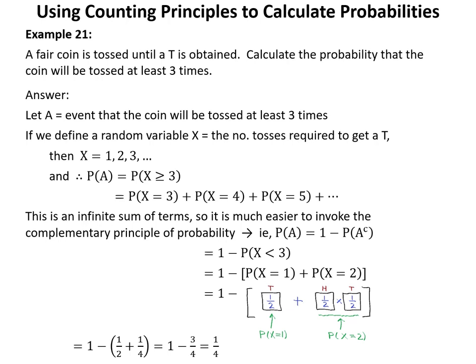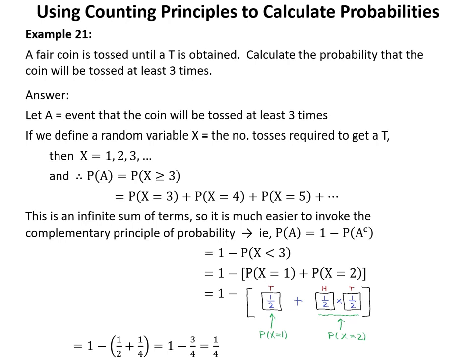In example 21, a fair coin is tossed until a tail is obtained, and we're asked to calculate the probability that the coin will be tossed at least 3 times. So to answer this problem, we can first define the event A, which is the event that the coin will be tossed at least 3 times. Now, we can further define a random variable. Let's call it x, and let's define x as the number of tosses required to get that tail.